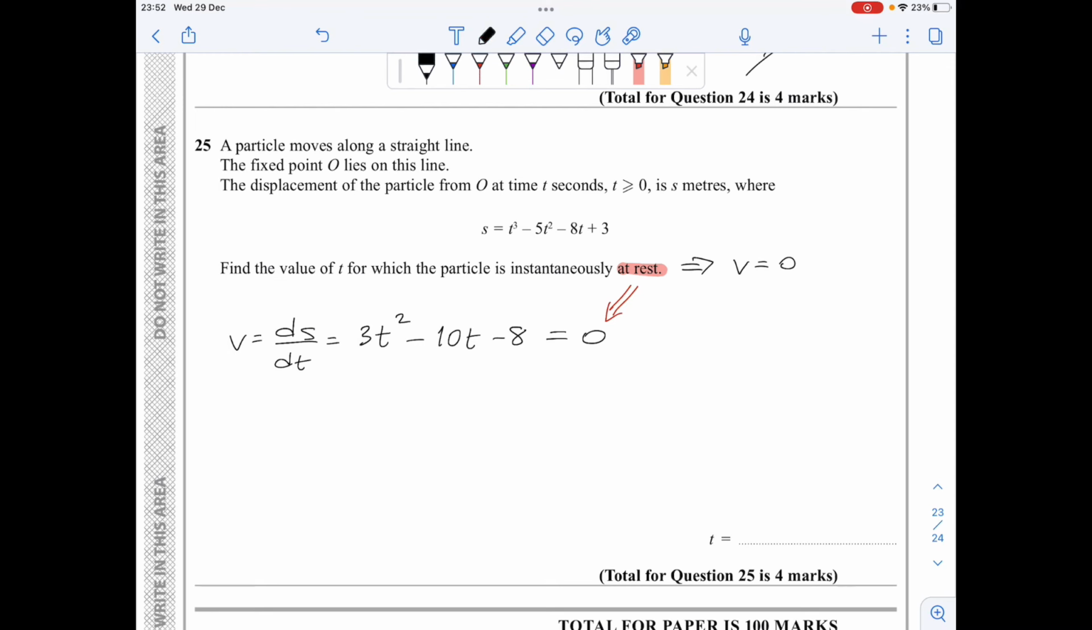So this is a quadratic equation. I will factorize (3t plus 2)(t minus 4). You can use other methods to solve, like completing the square or the quadratic formula. Now t comes out to be minus 2 over 3 or 4. Since t must be bigger or equal than 0, I will reject the negative and keep the positive value only.